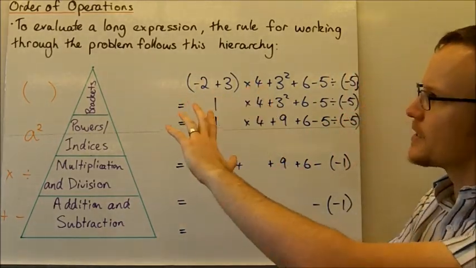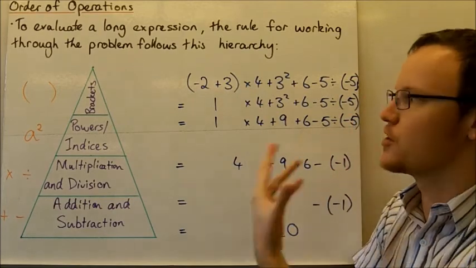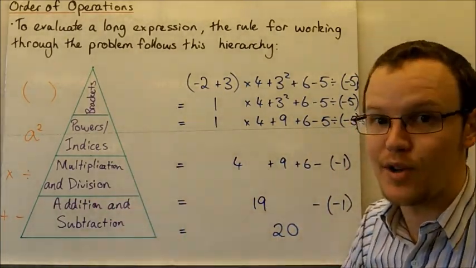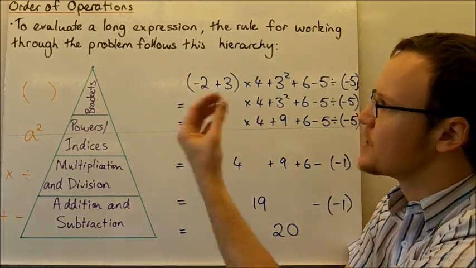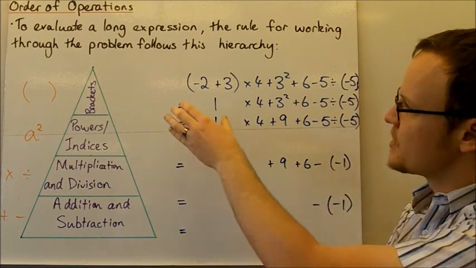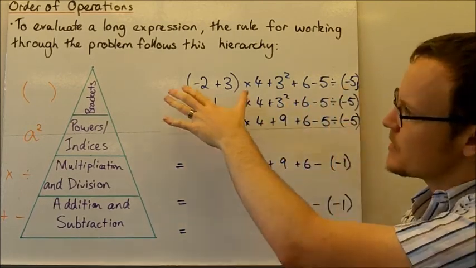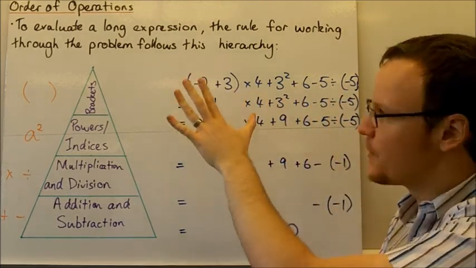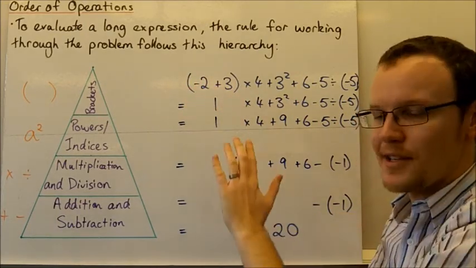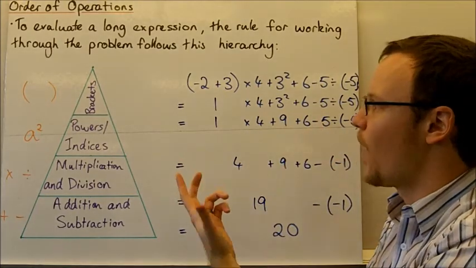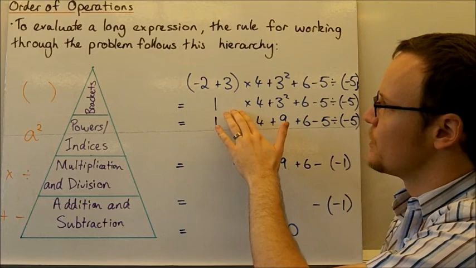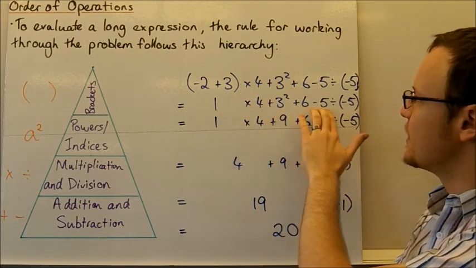If we have a look at our example here, it is a long expression and it looks quite daunting. But if we work through our triangle, our hierarchy, starting with the brackets and working our way down, then we can do it. There are a few sets of brackets here. Let's look at these ones first. Inside this set of brackets, it's -2 plus 3. -2 plus 3 is going to be positive 1. We can put that in the expression below. We're not going to change anything else.